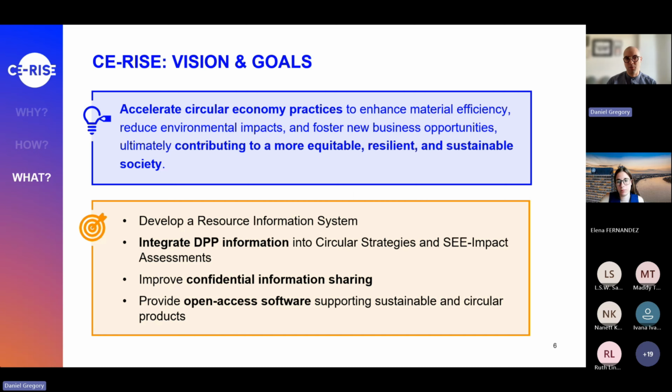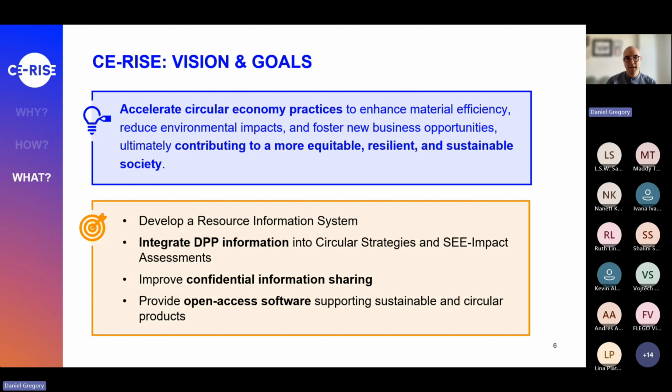The vision of Circularise is to accelerate these different circular economy practices. So once we have this digital product passport, what can we do with it? And what can we do with it specifically to enhance that material efficiency, to reduce the environmental impacts, and contribute to a more equitable, resilient, and sustainable society?